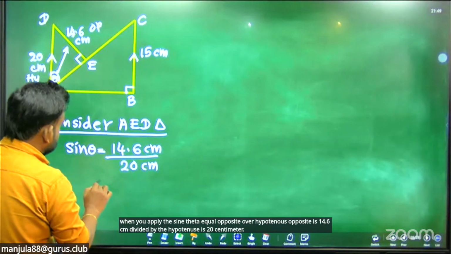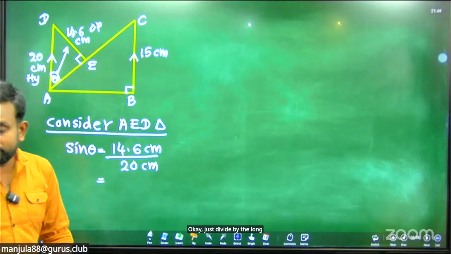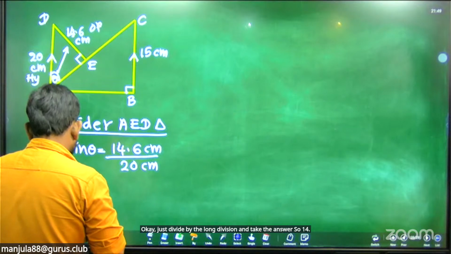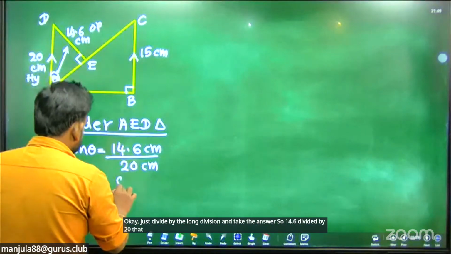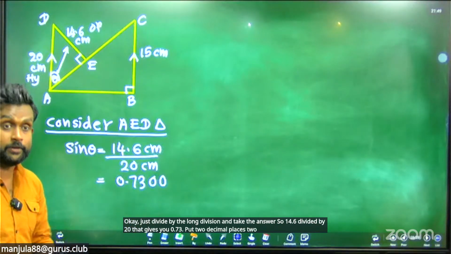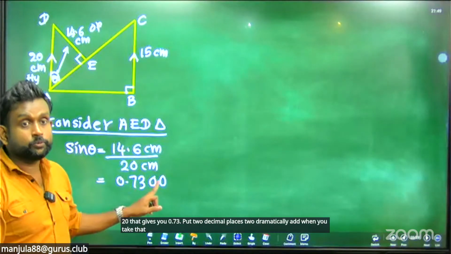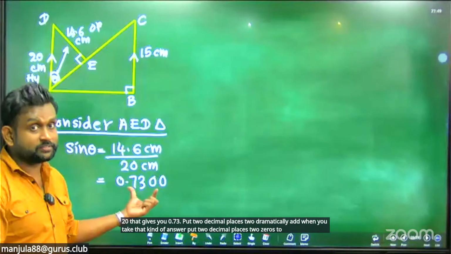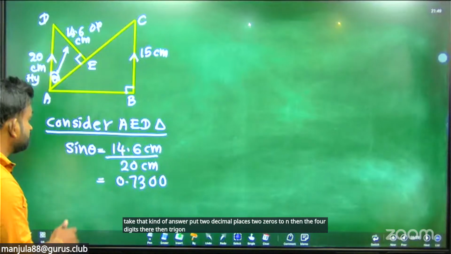Just divide by long division and take the answer. So 14.6 divided by 20 gives you 0.73. Put two decimal places. When you take that kind of answer, put two decimal places, two zeros, and then the four digits there, then trigonometric values you can take easily.